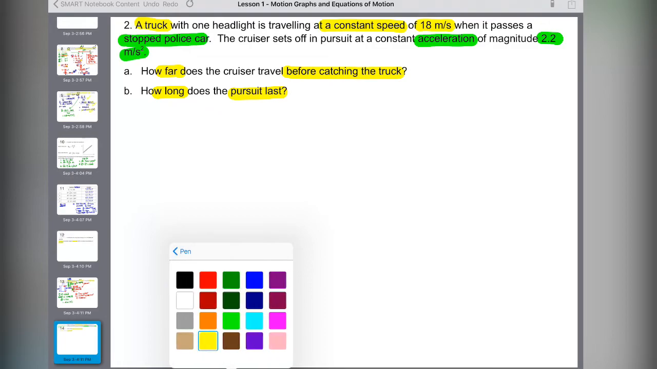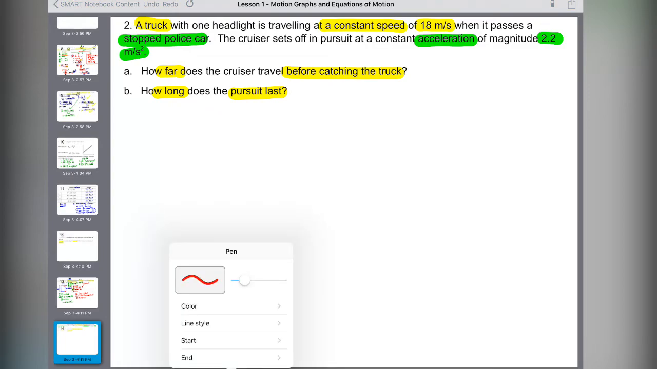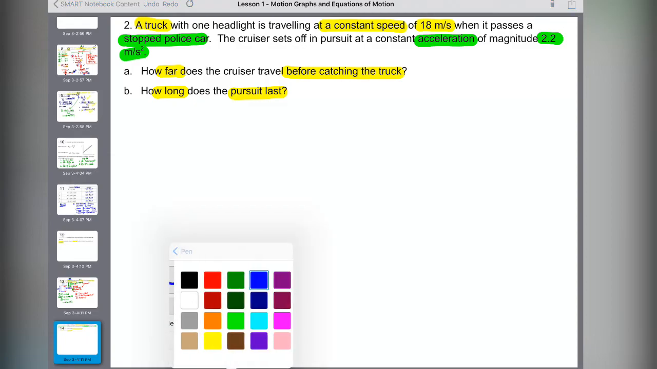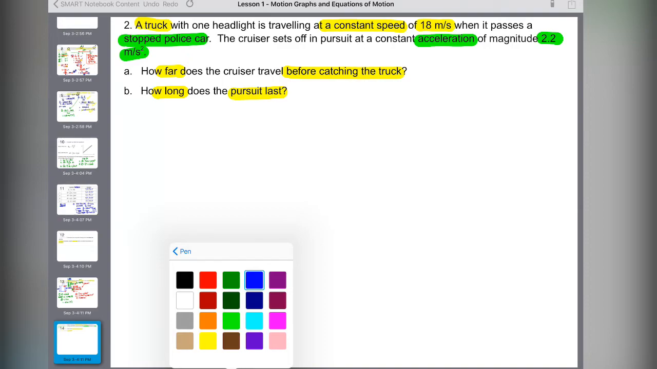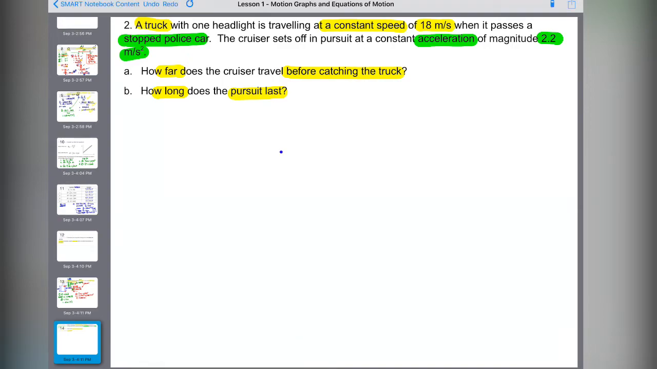All right, very good question. I believe you've learned this in grade 11, and it's not the straightforward question. Pause the video, try to figure it out, okay? And then start the video and watch again. So I'm going to use blue for the truck.